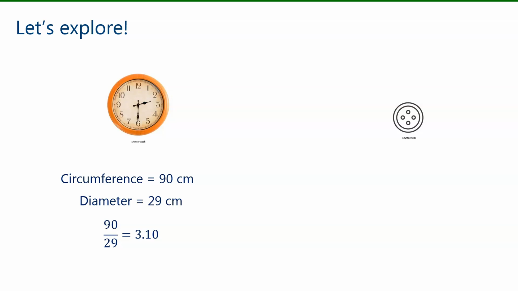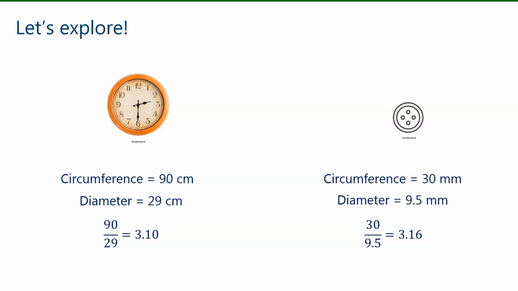Now I wanted to do the same thing using a smaller object like a button. So I found the circumference of that to be 30 millimeters and the diameter to be 9.5. When I divided the circumference by the diameter this time, I got a value of 3.16. So I concluded that pi is around 3.1.